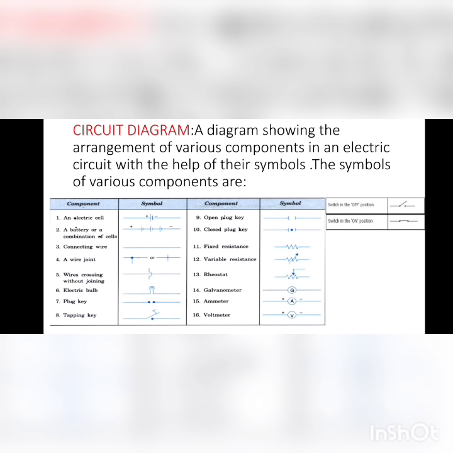Fine. Now a battery is a combination of cells. Whatever voltage you want to get from a battery should be in accordance with the number of cells which you are connecting together. Fine. Now a connecting wire is a simple line. A wire joint is the symbol which is shown in the diagram.